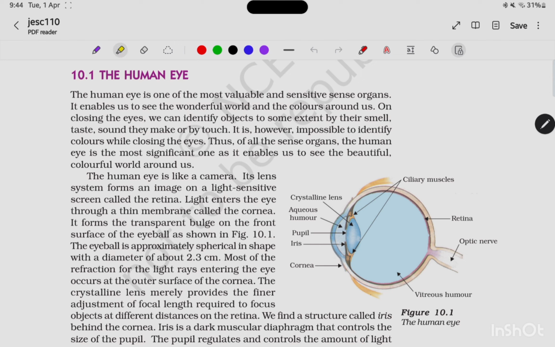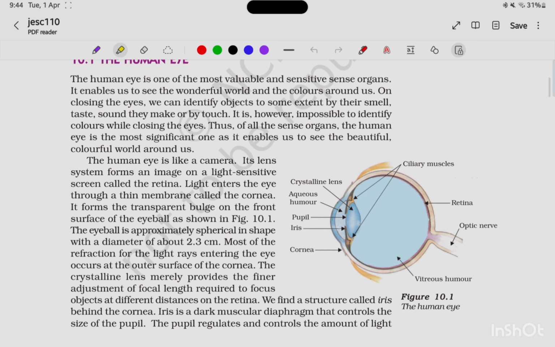The human eye is one of the most valuable and sensitive sense organs. It enables us to see the wonderful world and the colors around us. On closing the eyes, we can identify objects to some extent by their smell, taste, or the sound they make, or by touch. It is, however, impossible to identify colors while closing the eye.